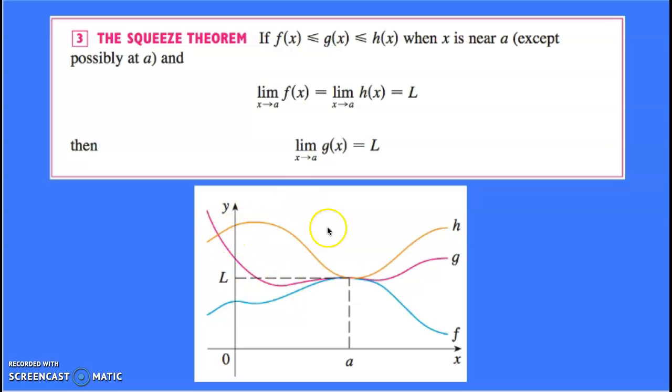So here is a graphical representation of that. If the limit of f, which is the blue, and the limit of h, which is the yellow, are both L at a, and g is between those two functions, then g must also have the same limit as h and f. So if the top is the same, the bottom is the same, whatever is between them must be the same, because it is squeezed between them.